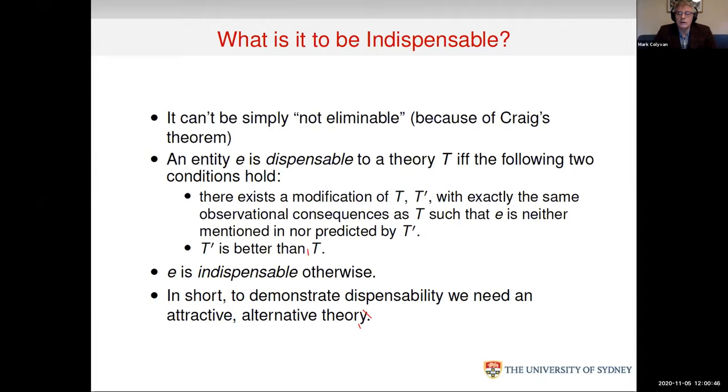So my take on this is that an entity is dispensable to a theory if the following conditions hold. There exists a modification of that theory, some other theory T prime, with exactly the same observable consequences as the original theory, and the entity in question is neither mentioned nor predicted by the new theory. And moreover, T prime is better than T. There must be some reason for adopting the new theory, and the entity is indispensable otherwise. So in short, to demonstrate dispensability, we need an attractive alternative theory. And that, I take it, is the core motivation for Science Without Numbers.